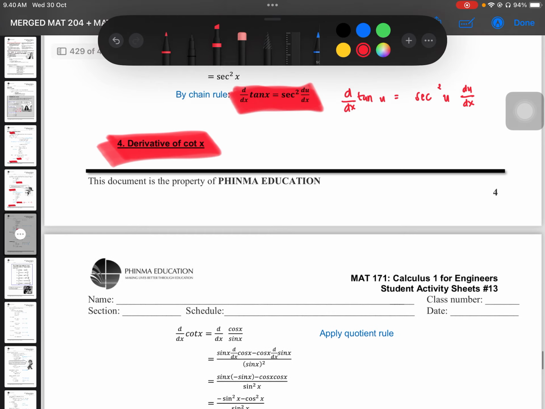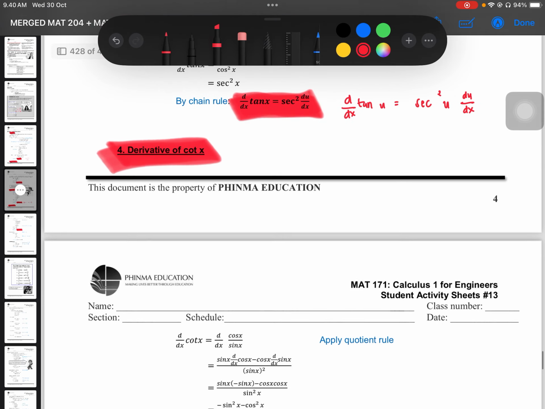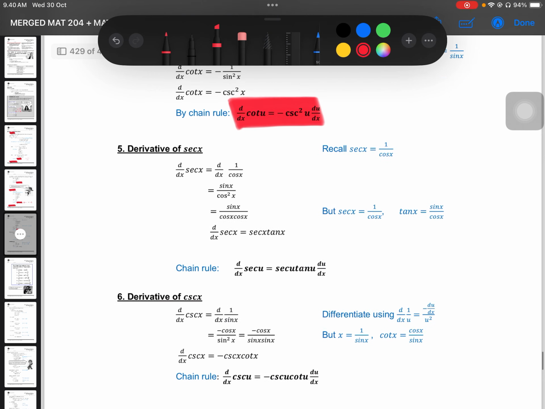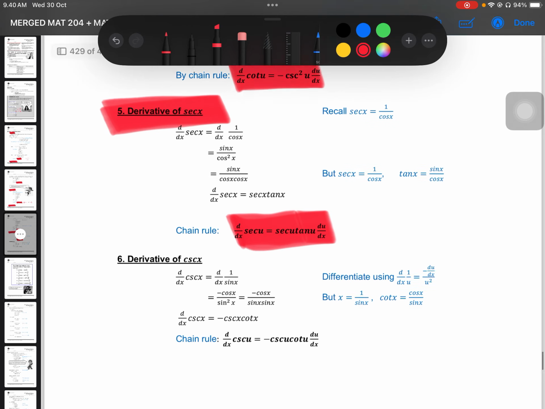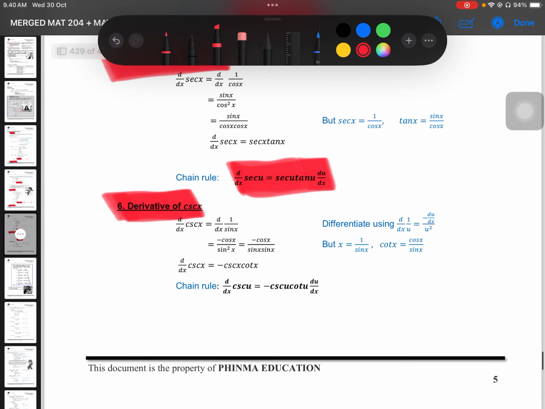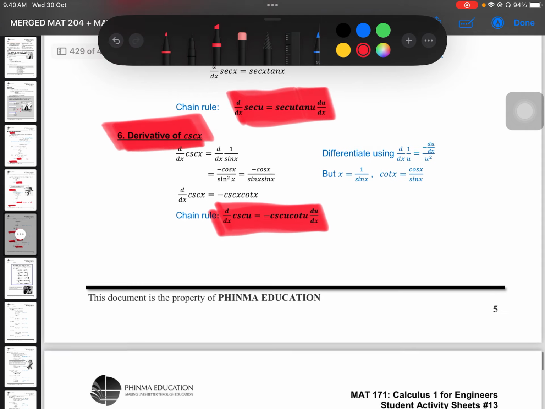If you notice, they are just being swapped around. Then, the derivative of secant u with respect to x is equal to secant u tangent u du over dx, multiplied by the derivative of u with respect to x. And lastly, the derivative of cosecant u is equal to negative cosecant u cotangent u du over dx.